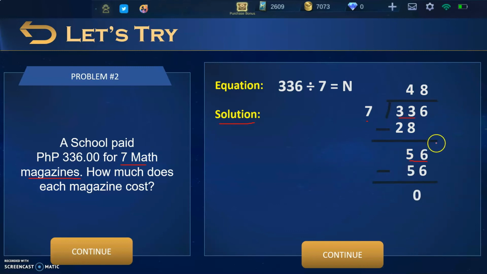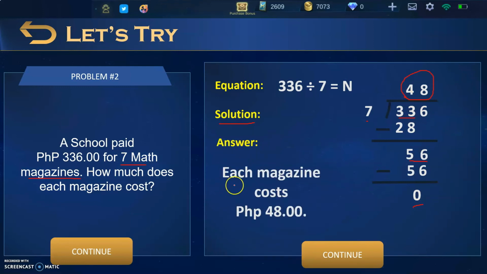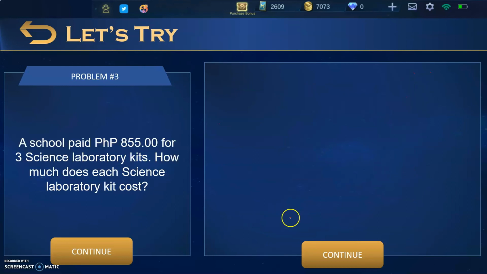So there is no number that we can bring down. And our answer here is 0. It means there is no remainder. And our answer is 48. So for our final answer, each magazine cost 48 pesos. Okay? Now, let's proceed to our last story problem.